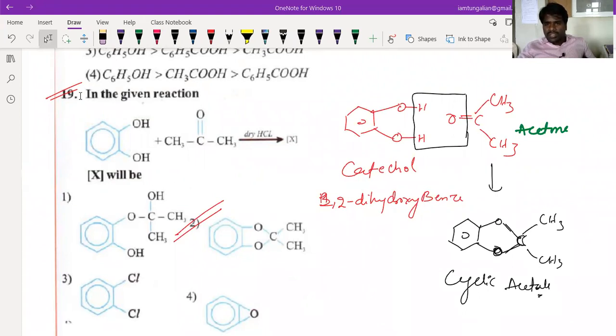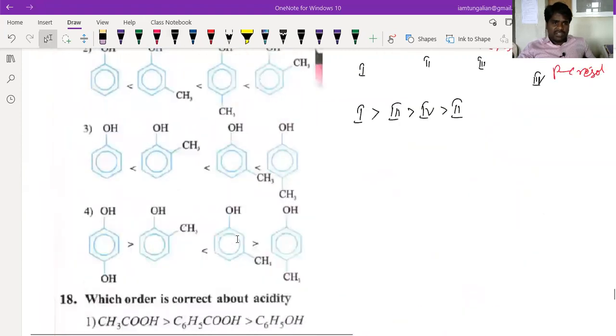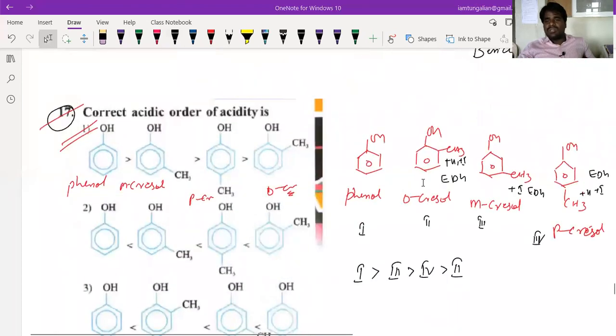Tejaswini, see beta, the carboxylic group is electron withdrawing. Ismail, the carboxylic group is electron withdrawing. Tejaswini, 17th question. See beta, I already told you this question, I have already discussed it during the discussion also.